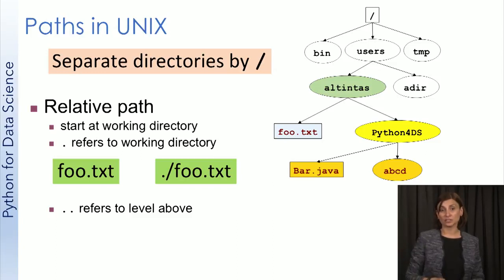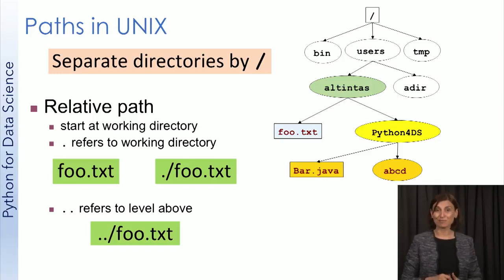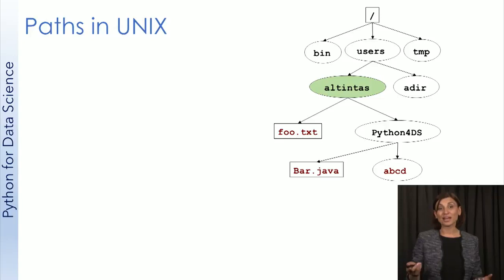Each Unix directory has a special utility that refers to the parent directory of that directory. For Python for data science, that directory is altintas. The parent directory is represented by double dots, and we reach foo.txt from Python for data science using the parent directory by saying ../foo.txt. So we went through absolute paths and relative paths.